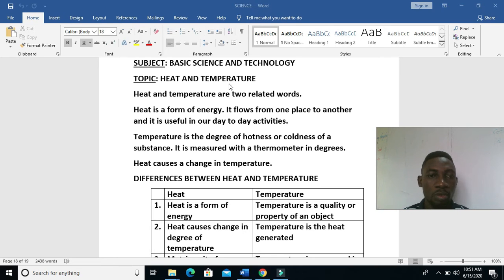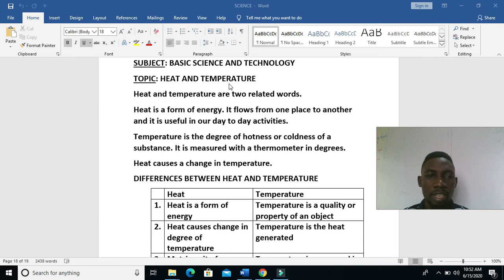Alright, so temperature on its own is the degree of hotness and coldness of a substance. Degree of hotness or coldness of a substance. I think we treated temperature not quite long in mathematics and we defined it. So it's the degree of hotness or coldness of a body or a substance. And it is measured with a thermometer. We use a thermometer as an instrument used for measuring temperature, and it is measured in degrees, okay?